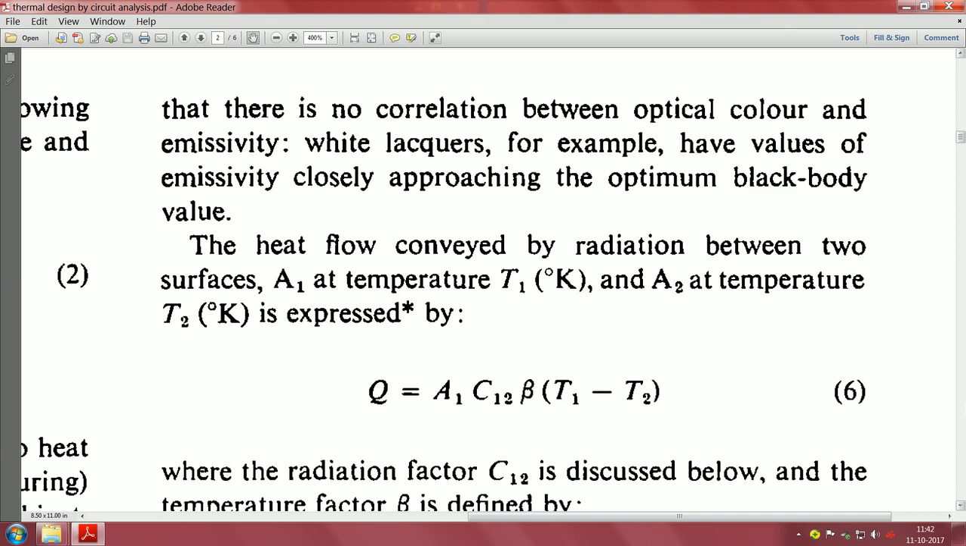There is no correlation between optical color and emissivity. So, when I talk to you about this, sorry for repeating, it really does not matter. If you go to the web and check on all the practicing, I will use the word hacker without the bad name.